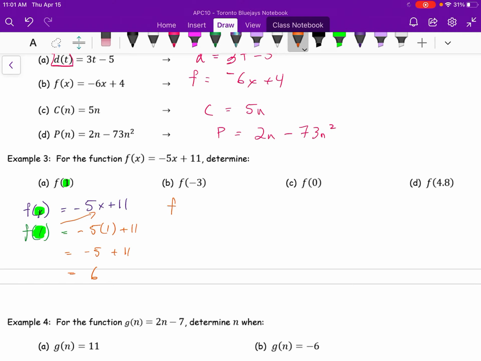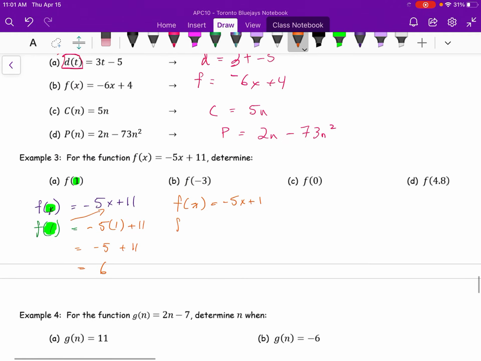Similarly for b. Now I'm going to write my function in functional notation like this. So here I have the f of negative 3, and I'm just going to plug it in wherever I see an x. And what comes down is, I get negative 14.